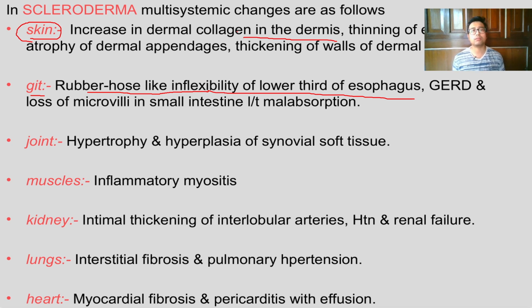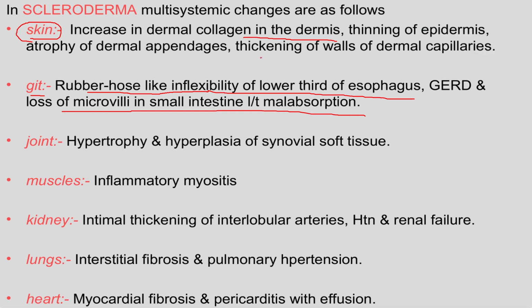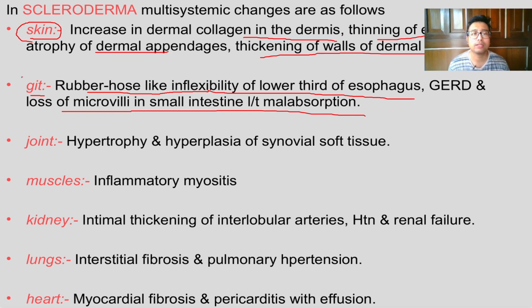Not only in the esophagus, there is also loss of microvilli in the small intestine and defective absorption, so malabsorption syndrome happens. So remember, thickening of the walls of dermal capillaries, thinning of the epidermis, and atrophy of dermal appendages. The features are actually very mixed, and not all the features are found in everybody. And the next thing is joint. So hypertrophy and hyperplasia of synovial tissue, so there is a problem in motility of the joint. Therefore, as I told you, one of the features is claw hand.